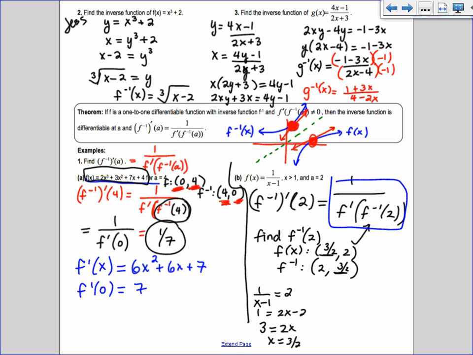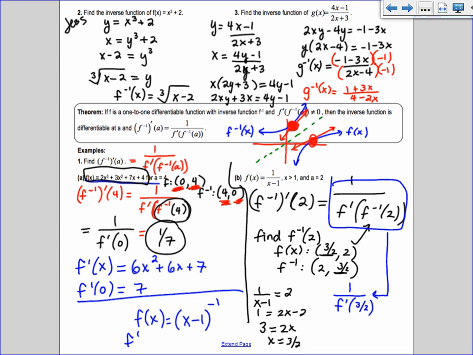When I continue this, you have to do side note, side note, side note. You get 1 over f prime of 3 over 2. Can you find f prime of 3 over 2? Yeah, you just find f prime. You could do quotient rule or chain rule. How could you do chain rule? Write it as x minus 1 to the negative 1. When you do the derivative, you get negative 1 times x minus 1 to the negative 2 times the chain factor, 1 in this case. Then when you plug in 3 over 2, what do we get? It's a lot of work, isn't it?